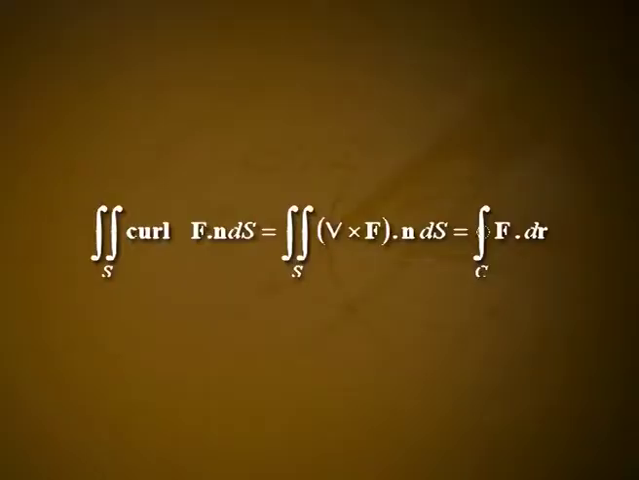Example 3. Use Stokes theorem to evaluate double integral over S curl f dot n ds over the upper half of the hemisphere of radius a, center at the origin, if f is equal to 2y i minus x j plus z k. Solution. By Stokes theorem, double integral over S curl f dot n ds is equal to double integral over S del cross f dot n ds, which is equal to circulation over C f dot dr, where C is the boundary of S.